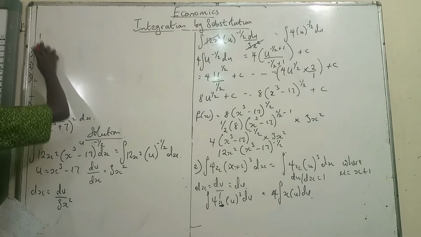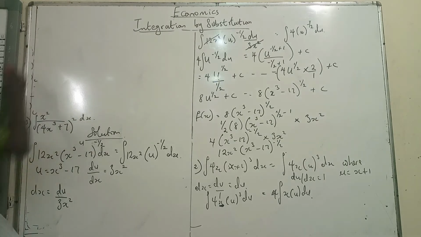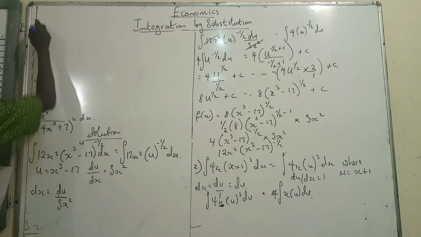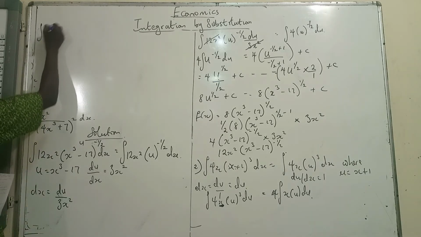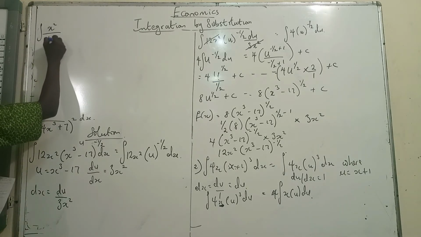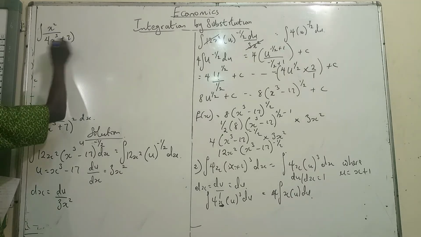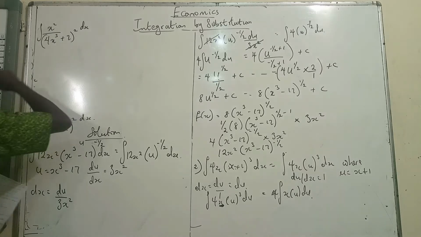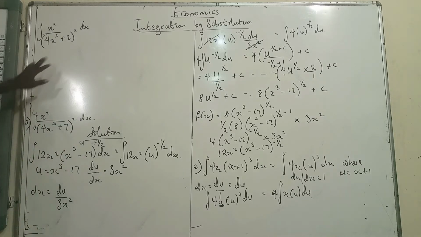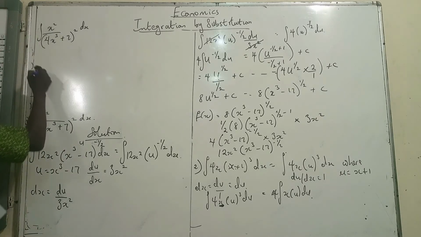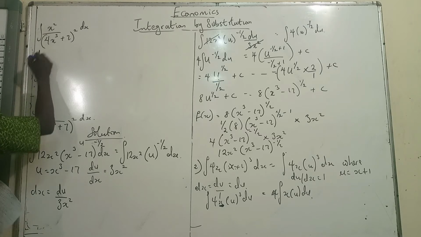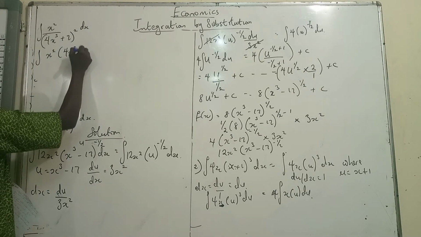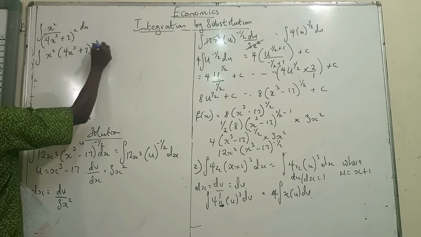I hope I'm not rubbing off what I shouldn't rub off. So we have the integral of x squared divided by (4x cubed plus 7) squared dx. Let me simplify it. This is going to be the integral of x squared into bracket, from your law of indices, (4x cubed plus 7) raised to the power minus 2 dx.